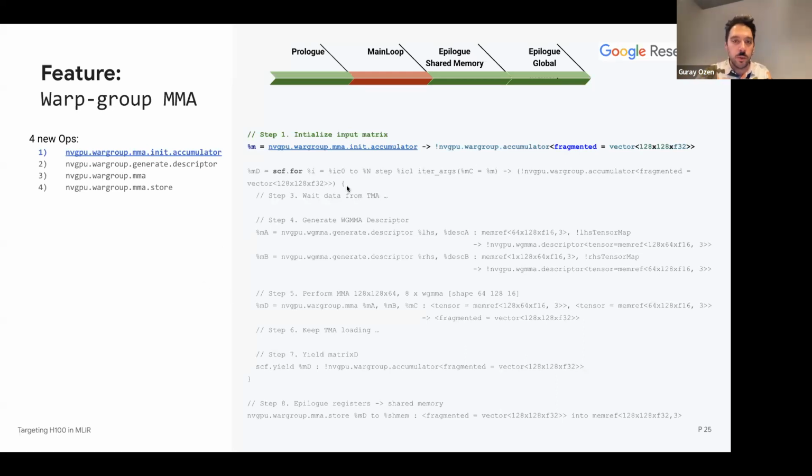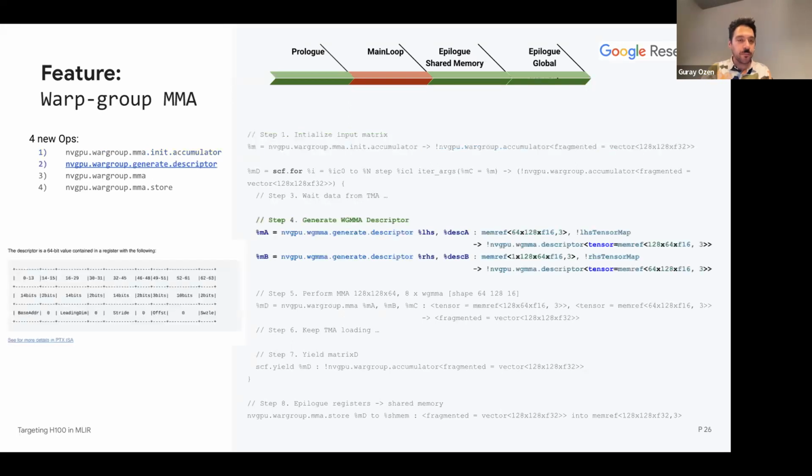And then we have a loop, scf.for here. This loop is basically the K loop. It iterates over K. Another instruction inside the loop is the generate descriptor.